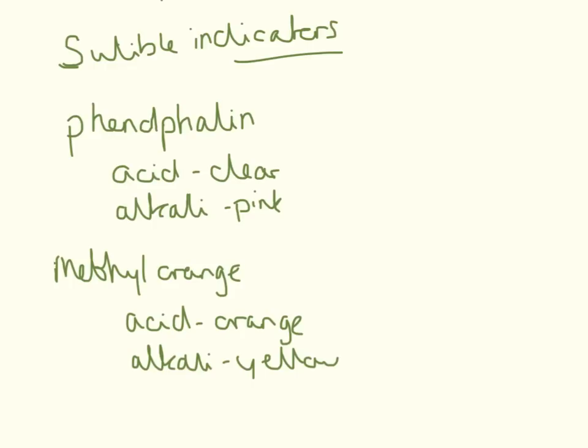So there are two indicators that we commonly use, phenolphthalein and methyl orange. Phenolphthalein is the one that we most commonly use at GCSE. It's the one that I like because it has this nice pink colour. And you don't have to know these, but if you're going to be aiming for the top grades, if you want to do A-level chemistry, it's not a bad idea to learn these. So with phenolphthalein, acid is clear and alkali is pink. Methyl orange is the other one. You may or may not have come across this. In acid it's orange and in alkali it's yellow.